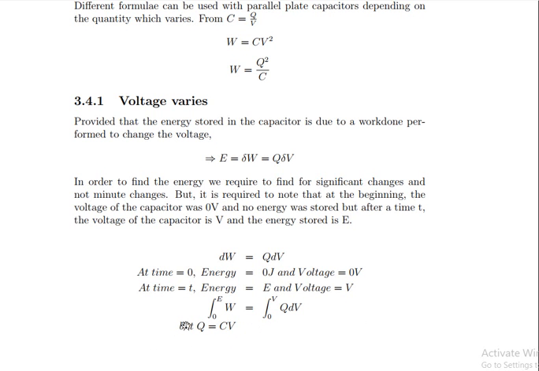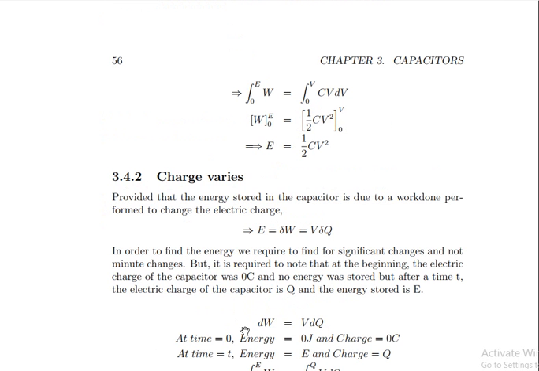Now we know that Q is equal to C times V. Since Q is equal to C times V, we can substitute here, and we are going to have the integral from 0 to V of CV dV. So when we integrate, we are going to have the work done with the limit 0 and E is equal to half CV squared with the limit V and 0. So the energy when the voltage varies is given as half CV squared.